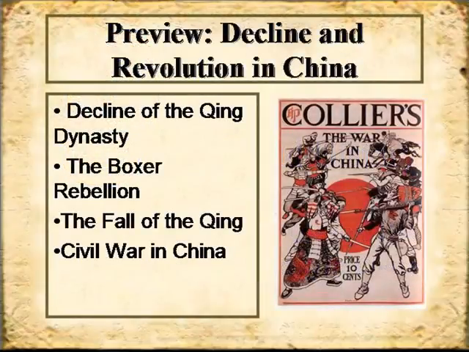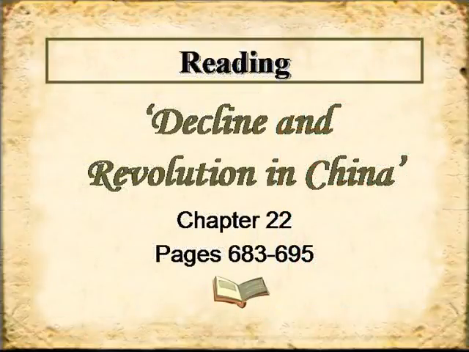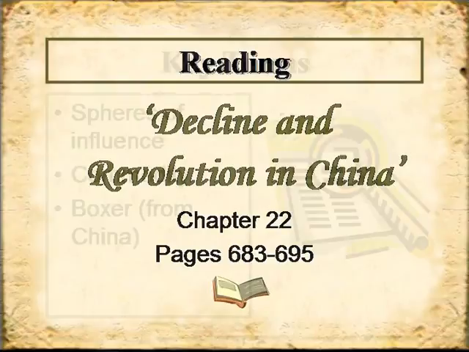We're going to talk a little bit about the decline of the Qing dynasty, which was the last dynasty we talked about last time we dealt with China. We're going to look at something called the Boxer Rebellion, and by boxer here we do not mean people squaring off in a ring. We're going to look at the fall of the Qing dynasty and finally civil war in China. Your reading for this particular part of the unit is going to be the Decline and Revolution in China, chapter 22, the first two sections of that chapter, and that's pages 683 to 695.